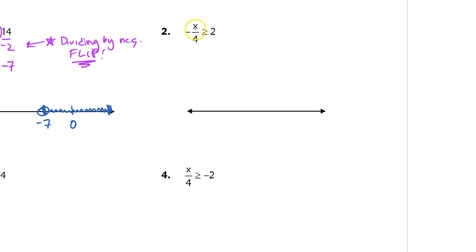Now in example 2, to get the x alone, I have to get rid of negative 4. So this is x divided by negative 4. To undo that, I need to multiply by negative 4 on both sides. Again, this time I am multiplying by a negative, which means I have to flip our sign again. So this will cancel out on the left-hand side, leaving me with just x.